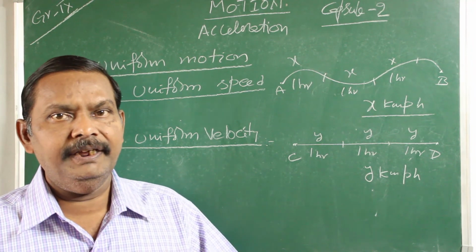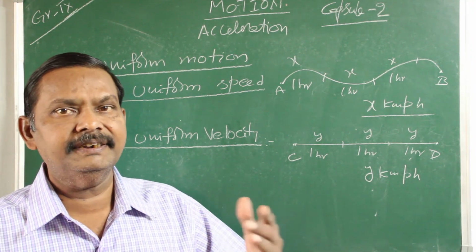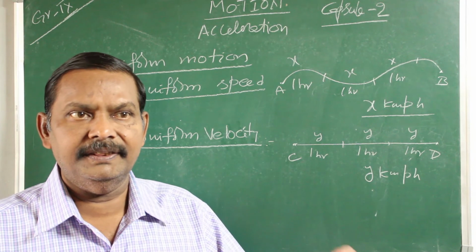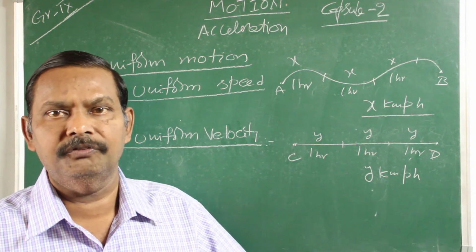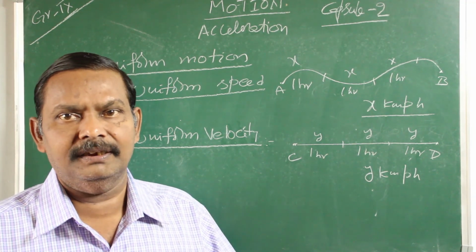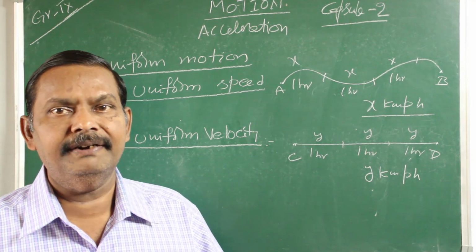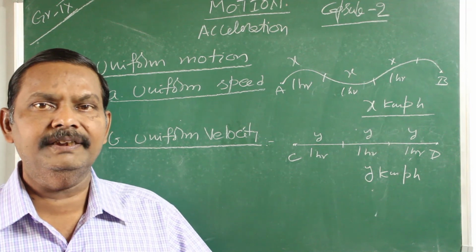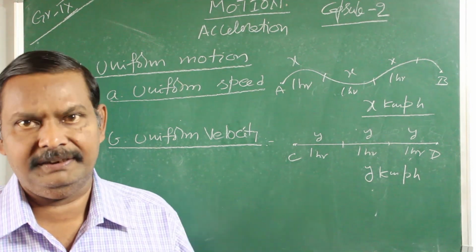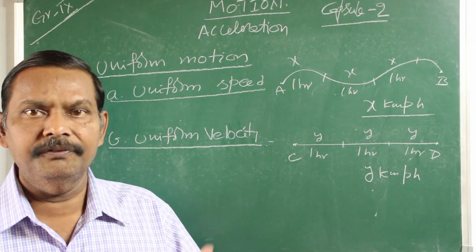So, if the body is traveling equal distances in equal intervals of time, then we will say the body is traveling with uniform speed. If the body is covering equal displacements in equal intervals of time, we will say the body is traveling with uniform velocity. This is about uniform motion.